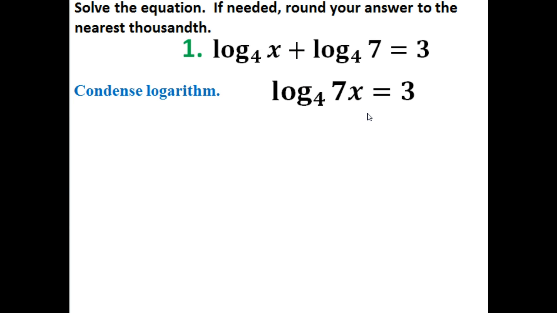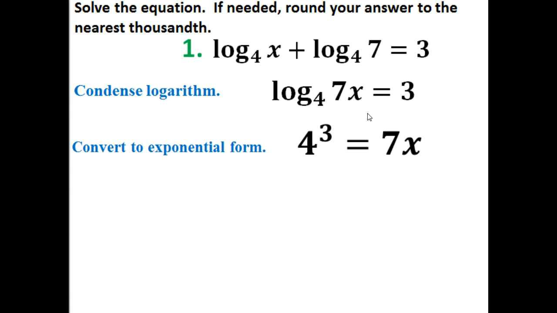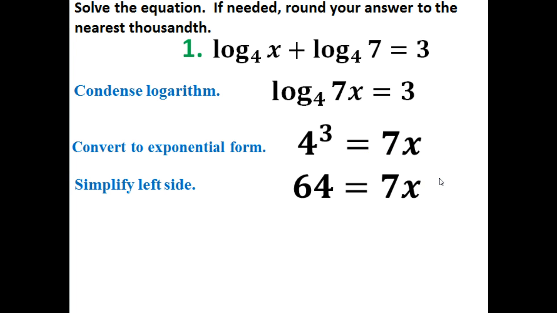Well, now that we have this, we're going to use the same thing that we were doing before where we convert these to exponential form. So we'll do that now. This will be 4 to the 3rd equals 7x. Now we just need to simplify the left-hand side. 4 cubed is 64 equals 7x. So we want to divide both sides here by 7. And then we just need to round our answer. This one asks us to round it to the nearest thousandth. That's going to be 3 decimals.